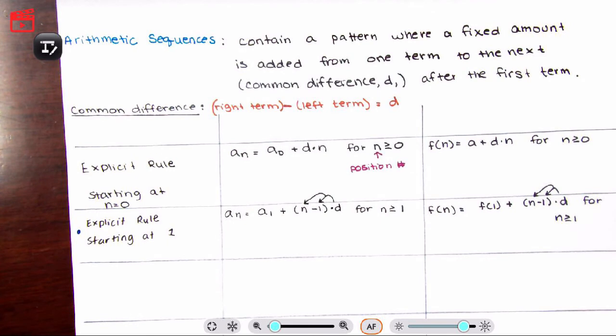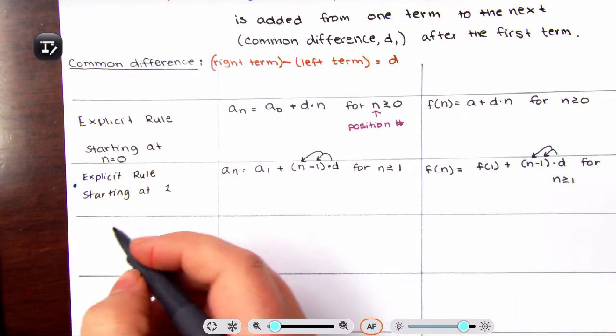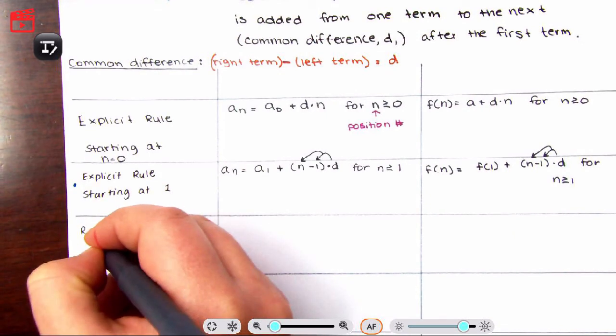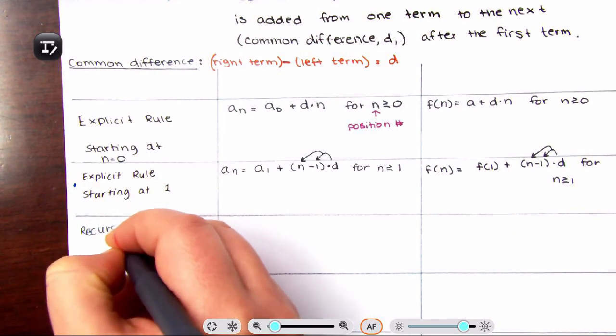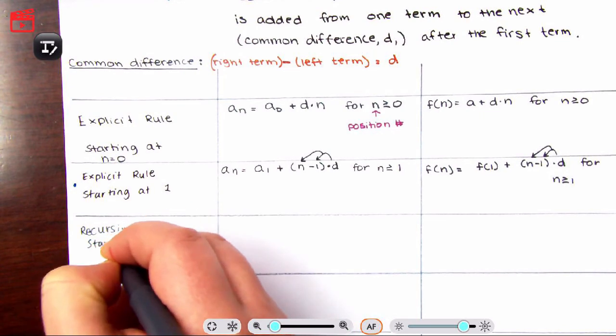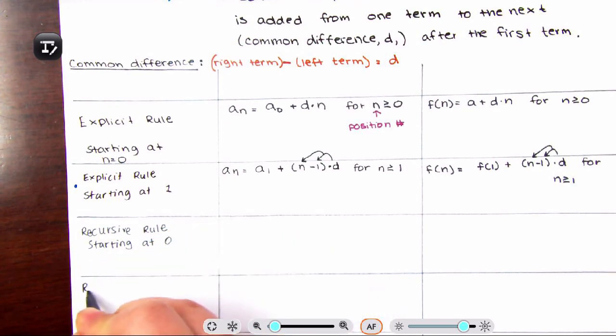Right, now we have recursive rules. Now, recursive rules, we kind of don't like recursive rules. The recursive rule depends on the previous number that you know. So what that means is, let me write this down here real quick. And then we're going to have a recursive rule starting at 1.